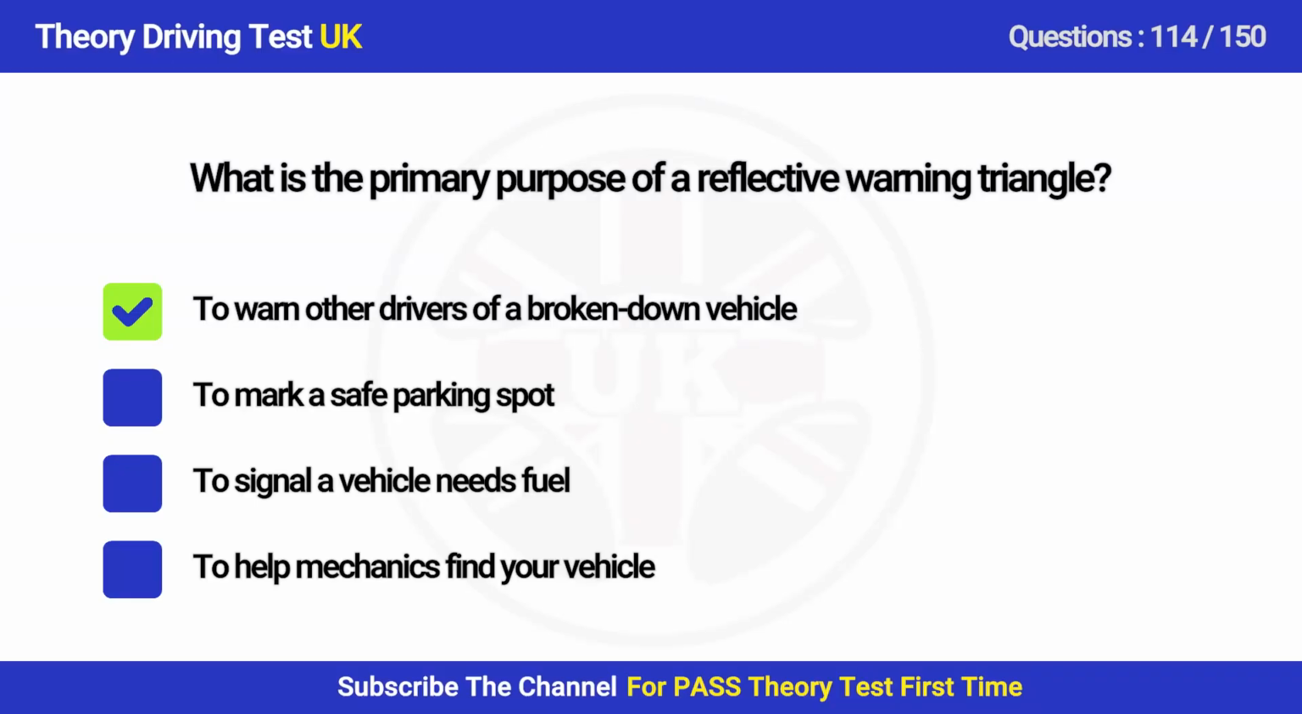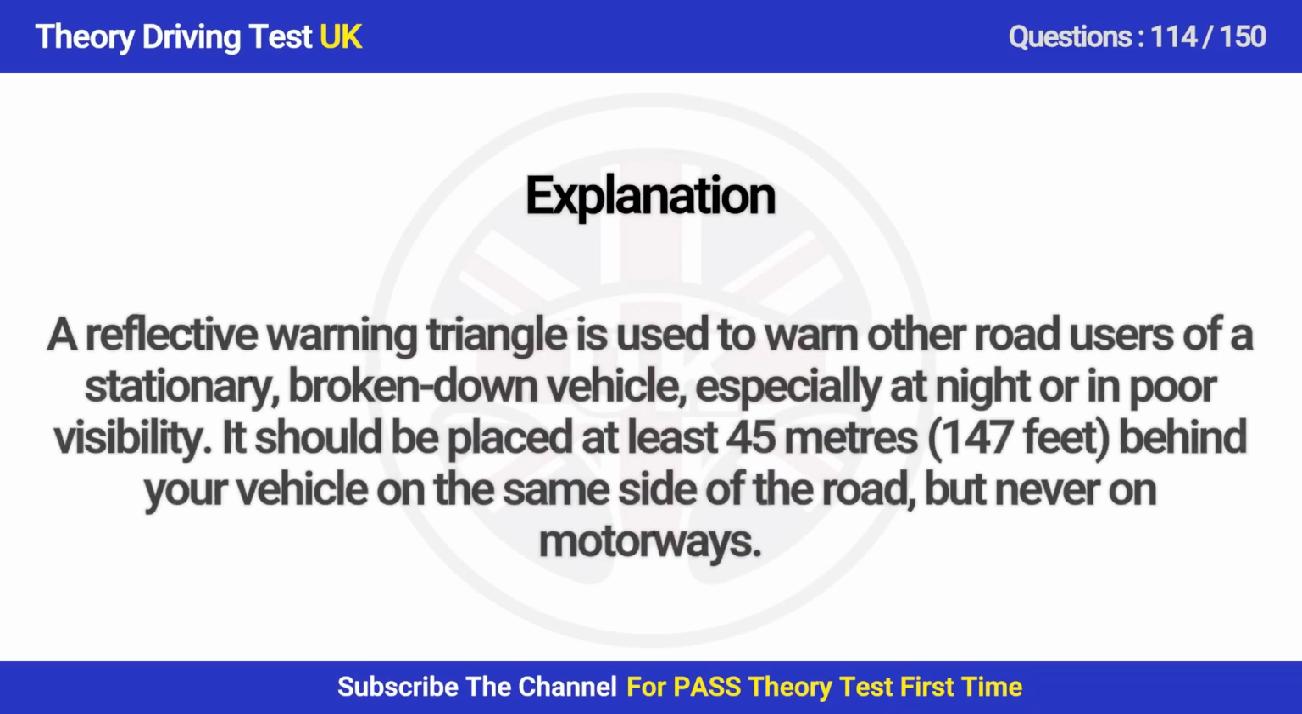Answer is A. To warn other drivers of a broken down vehicle. A reflective warning triangle is used to warn other road users of a stationary, broken down vehicle, especially at night or in poor visibility. It should be placed at least 45 meters, 147 feet behind your vehicle on the same side of the road, but never on motorways.